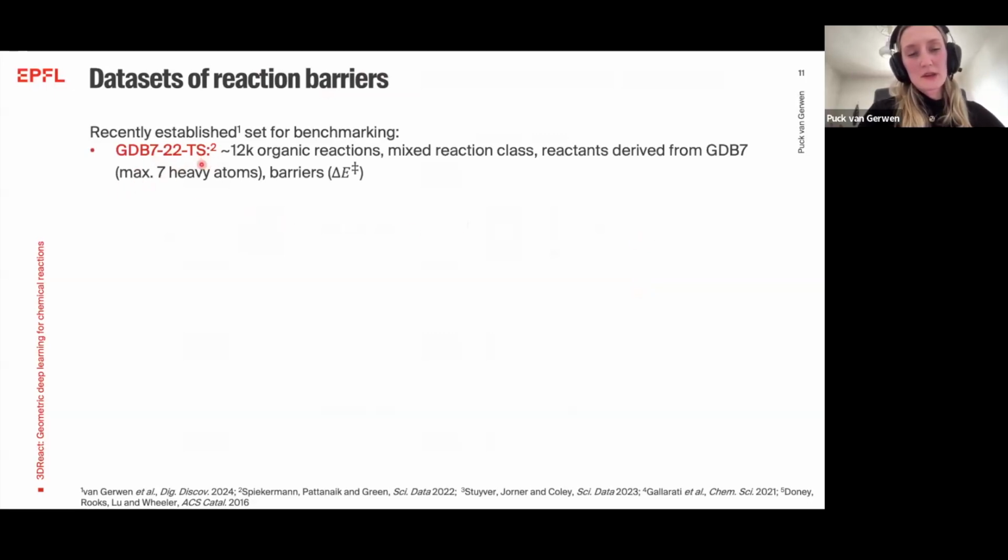This naming system is something that I came up with just to standardize the data set. You might see it appear under different names, but this is the data set that has been used the most because it's the largest. It's around 12,000 reactions of mixed reaction class. And these are relatively small molecules because they're derived from the GDB7 database, which is basically molecules up to 7 heavy atoms. Again, you'll have separated reactants and products, and the target will be the barrier.